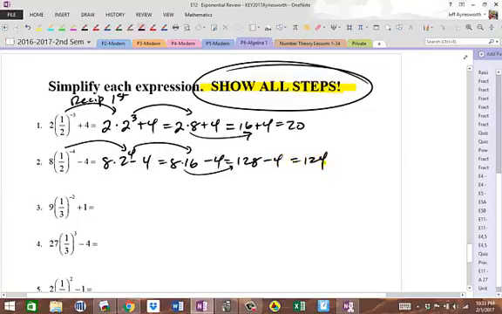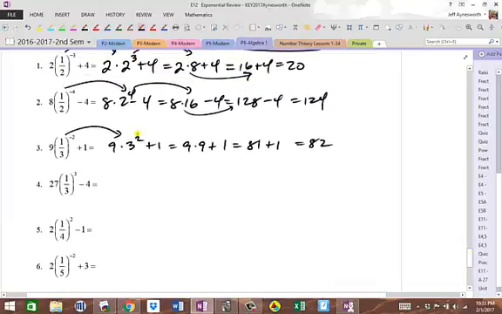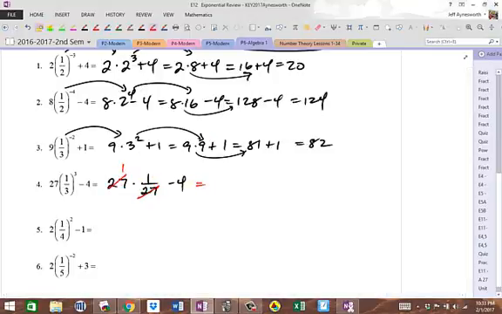Okay, same thing here. You got 9 times 3 squared plus 1. 3 squared is 9, so 9 times 9 plus 1 is 81 plus 1 more, or 82. Okay, it just takes a while. You gotta step it out, guys, just like I'm doing now. And here you have 27 times 1 divided by 3 cubed, minus 4. Well, 27 divided by 27 is 1. So you get 1 minus 4, which is negative 3.